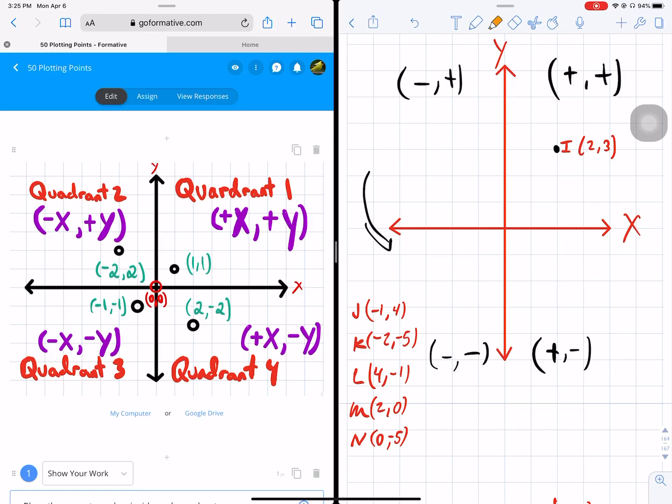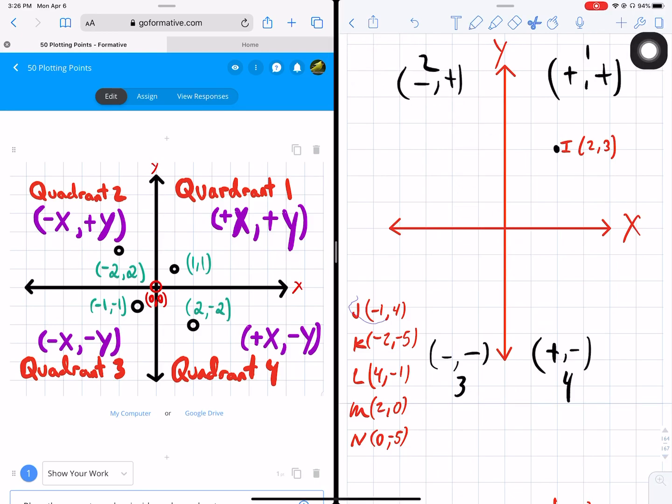Okay, next one is J, and if you look at it, it's negative 1, positive 4. So which quadrant is negative 1, positive 4? This is quadrant 1, quadrant 2, quadrant 3, quadrant 4. So which quadrant is a negative then a positive? Quadrant 2. So this point is going to go up here somewhere. And we're going to go negative 1 and then up 4. You see where that would go?